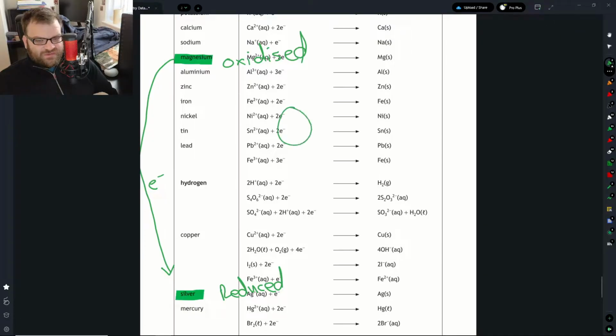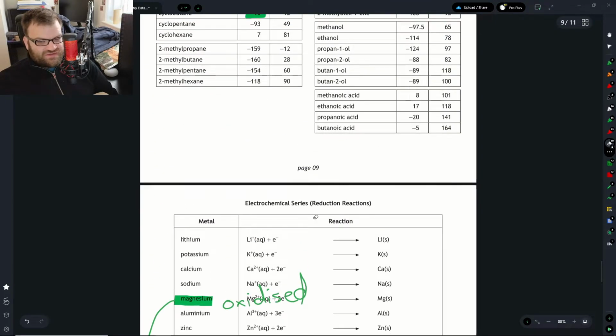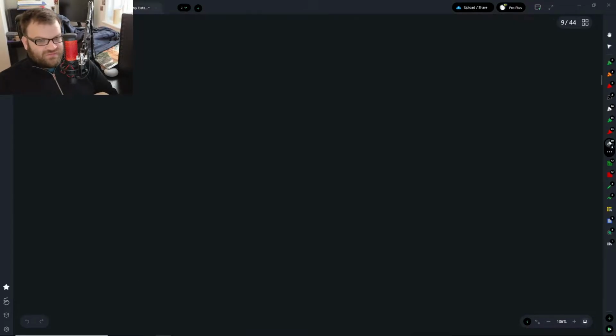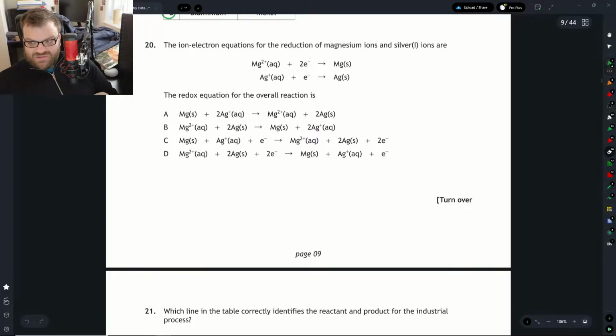Something that can help with this topic would be OIL RIG. Oxidation is loss, reduction is gain. What this means is the silver equation we can leave as it is, because all of these equations on page 10 are the reductions. But magnesium, we will need to flip round. We need to reverse that equation. What I would do to make our life easier is take the Mg solid, which was on the right, now on the left, have our arrow, and we've got our Mg2+ plus 2 electrons. And now that one, we're not needing anymore. So this is oxidation, this is reduction.